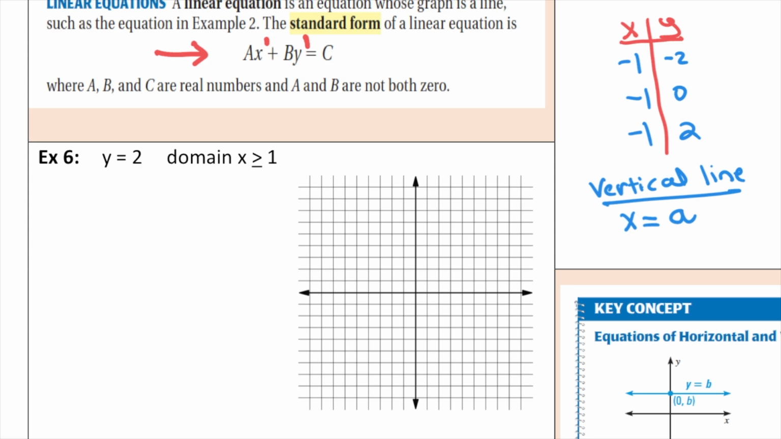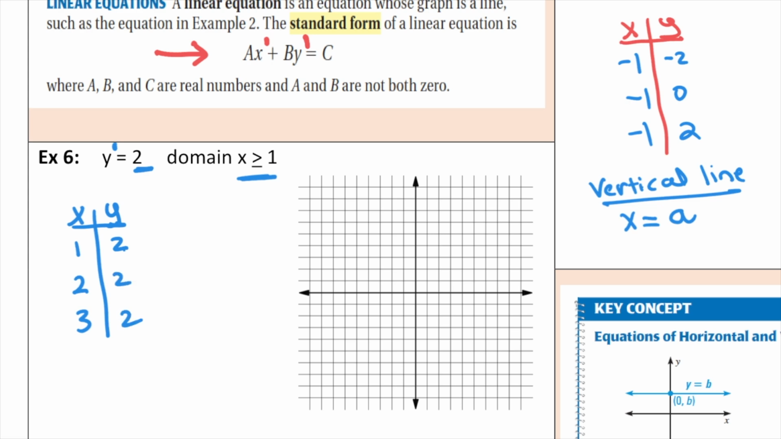Aha. Now y to the first power. Again, this is a line. Draw my table. Here's x, here's y. Now, I can pick any x value. Oh, that's not quite true. X's are greater than 1. So 1, 2, 3. That sounds good. But wait, all my y's are equal to 2.